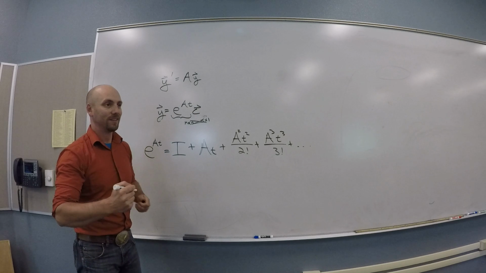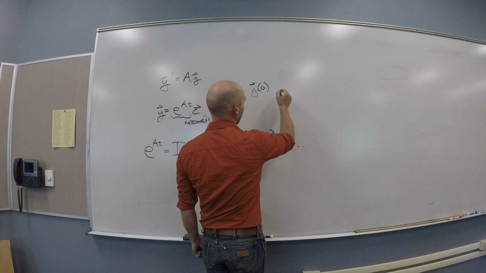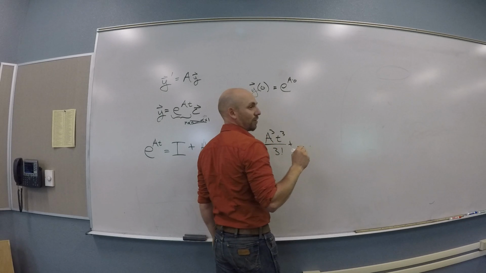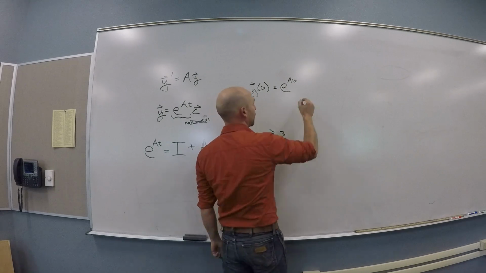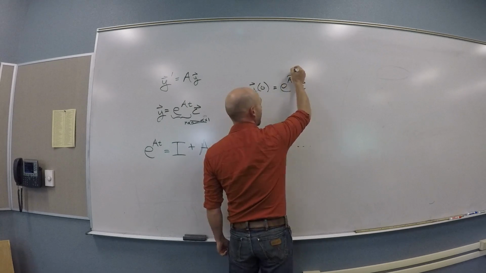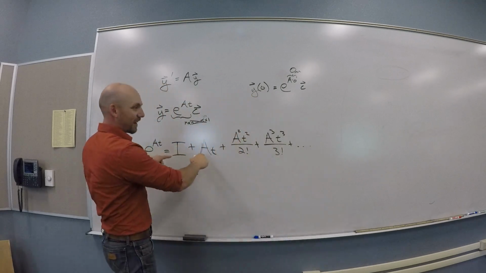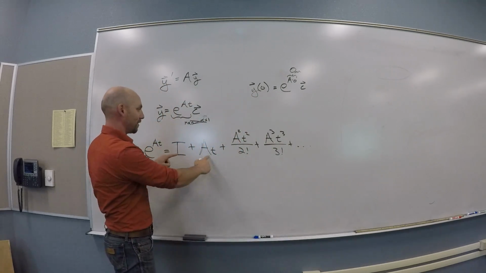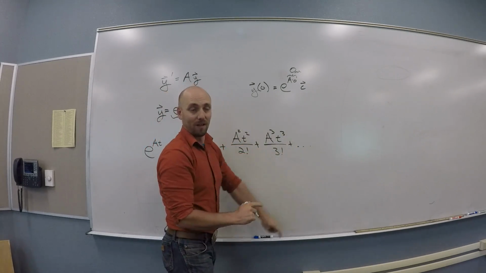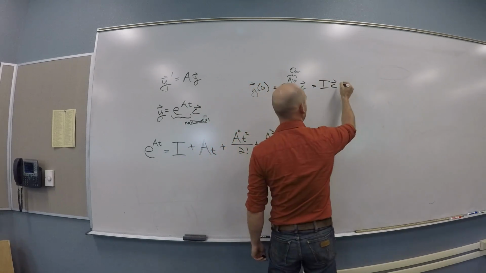You guys see that? If you plug in y evaluated at 0, you're going to get e raised to the A times 0. That gives us a zero matrix. So that exponent is the 0 matrix, which if you plug into this expansion, you get I plus 0 plus 0 plus 0 plus 0, which is going to give you I. So you just get I times the vector c, which gives you c.